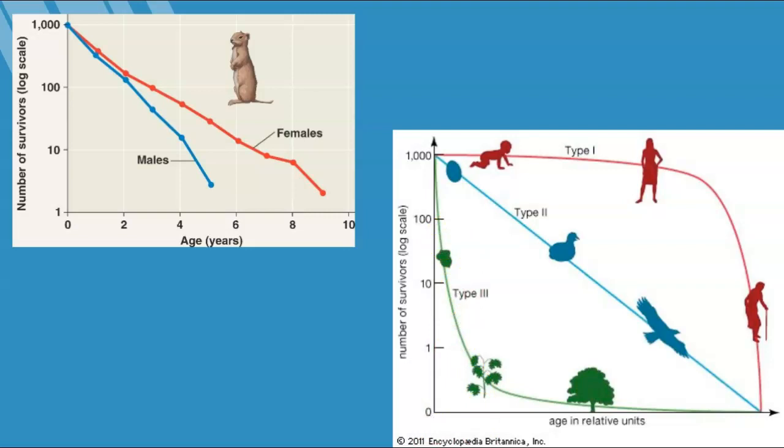And also you should know that sometimes they can be a blend. Birds have a really high mortality rate amongst their young, but a really low mortality rate amongst adults. So birds are actually a mix of 2 and 3. These are some general patterns that we see some things following.